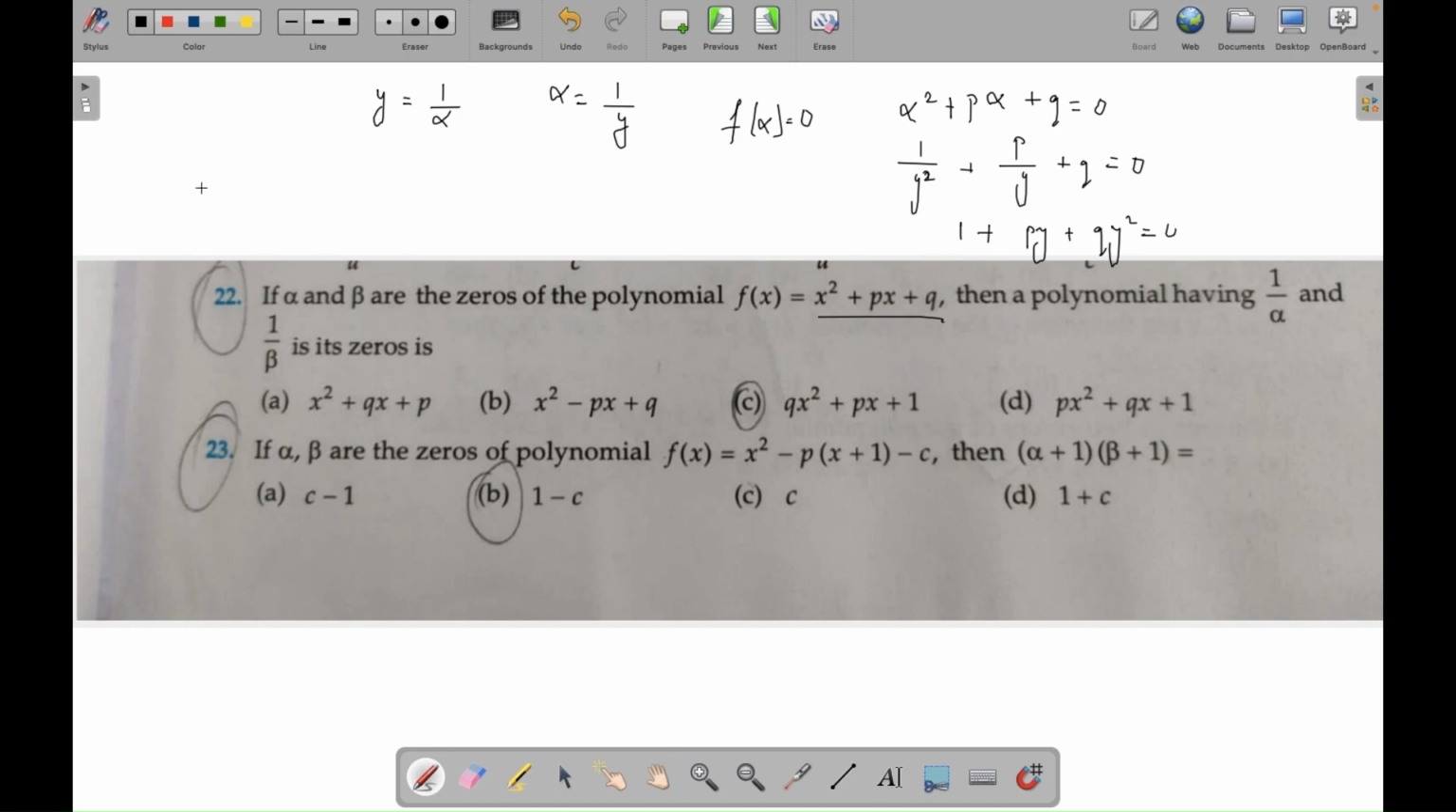So this is the equation. qy square plus py plus 1 equals 0 is the equation whose roots are 1 upon alpha and 1 upon beta. But this is f of y. I can convert it to f of x by just substituting y as x, because they are just variable names. You can name it z as well, or w as well. So you can write q x square plus px plus 1.